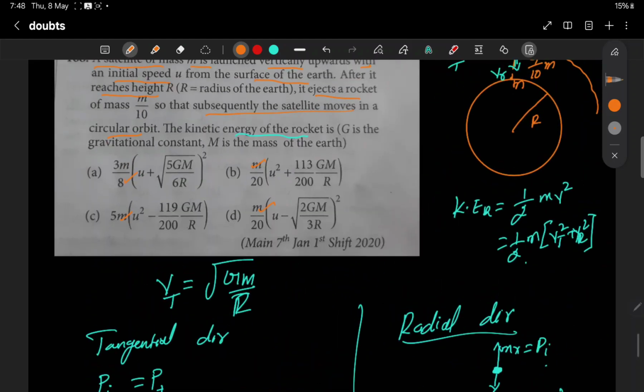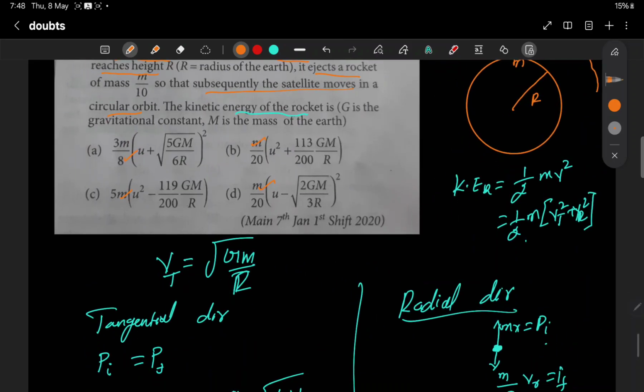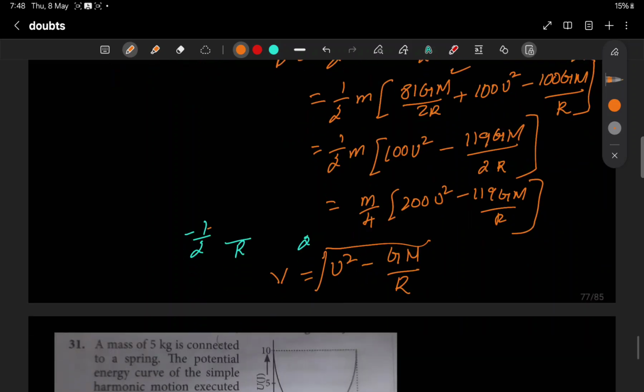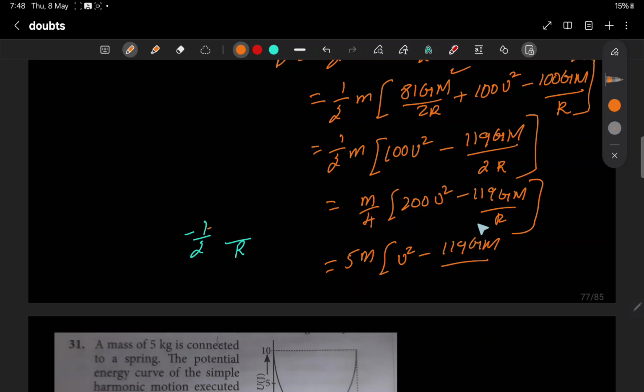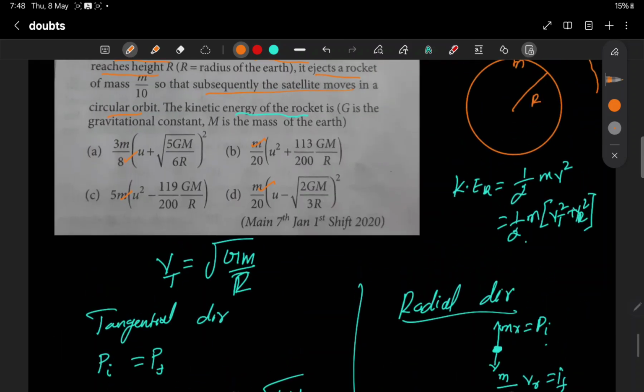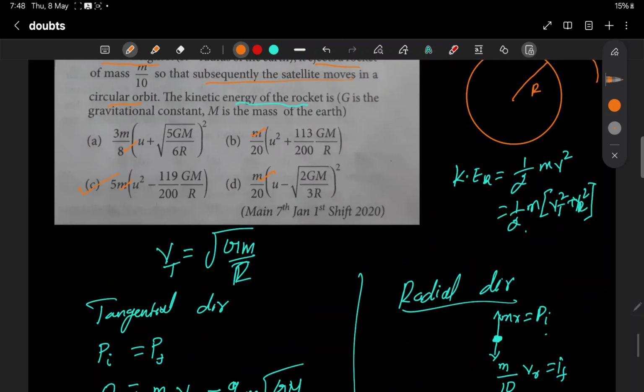Let us see what is there in u square. You have only u square, so take 200 in common and it is done. If you take 200 in common, you will get 5m by 4 times u square minus 119 GM by 200r. Here 5m is there, see. This is what the answer is.